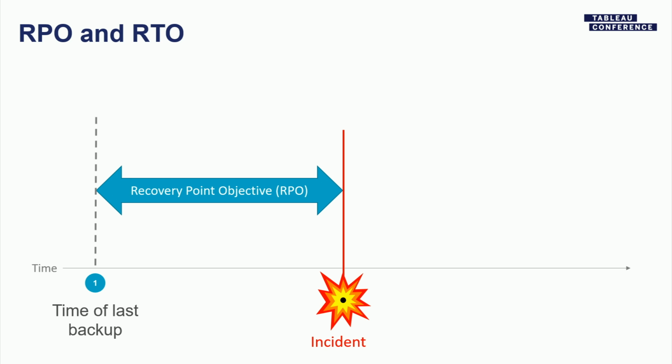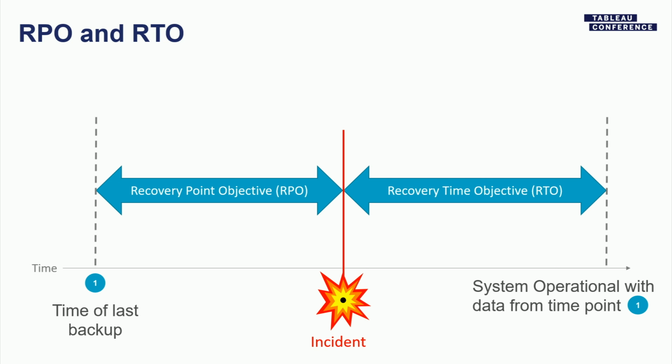RPO stands for the Recovery Point Objective. So from when the incident or disaster happens, your RPO is the amount of data loss that you're willing to sustain. So that is often determined by when you took your last backup and how often you take your backup. The second concept is the Recovery Time Objective, or RTO.